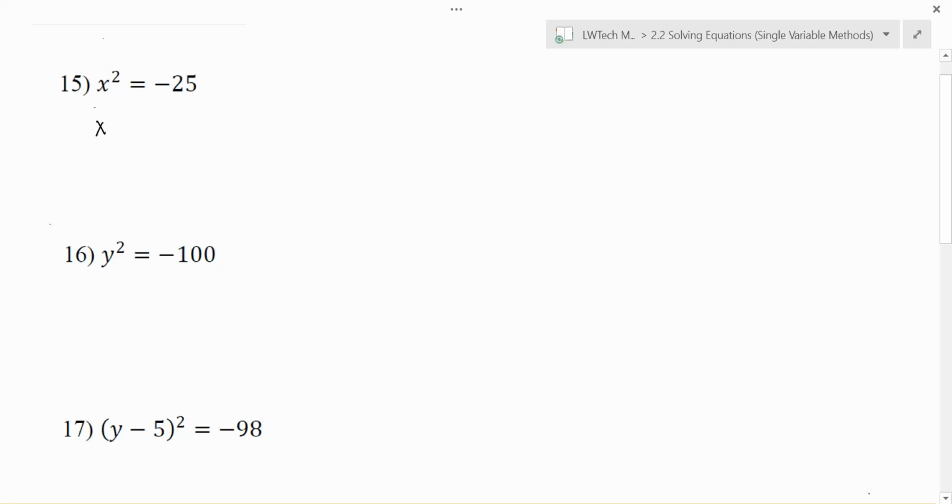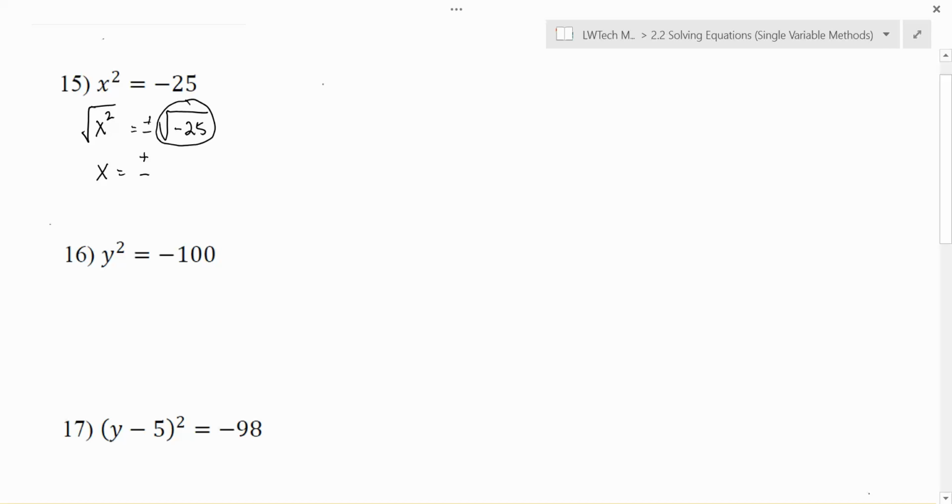Now let's look at what happens in this case. Here we take the square root of both sides. The square and the square root undo each other and leave you with x. When we take the square root of both sides, we introduce a positive and negative solution. However, the next thing that we worry about here is notice that we end up with having to take the square root of negative 25.